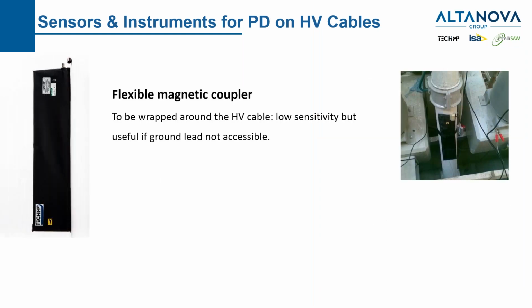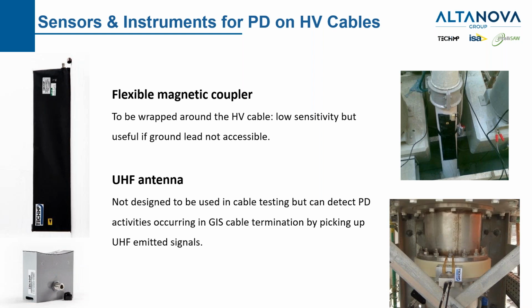Now we'll talk about some special sensors designed by TechImp. The first one is the flexible magnetic coupler. Basically, it's very useful whenever we don't have a ground lead where we can clamp our HFCTs. We will just install this flexible magnetic coupler over the cable and detect the data. It's not as sensitive as the other one, but it's the only solution we have if there are no grounds available or embedded sensors. Another special sensor is a horn UHF antenna.